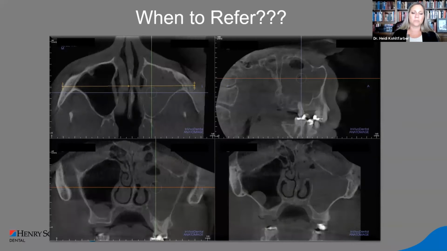When do we refer? Well, this is something that I would sit down with your local ENT, whoever you're going to be referring everything to, and ask when they'd like to see your patient. And then let them know that you do place implants, and you'll be sending them from time to time, especially if you're planning to do a sinus lift and bone graft on that particular side. But I think it's very important to have that conversation. There's a lot of different schools of thought among ENT as to when to treat something, just as there is in dentistry.